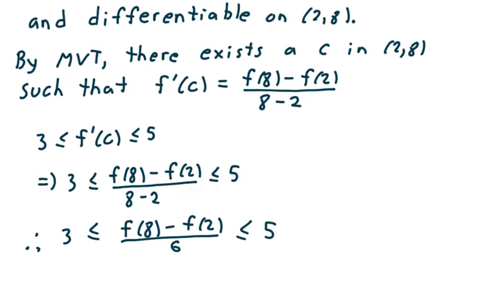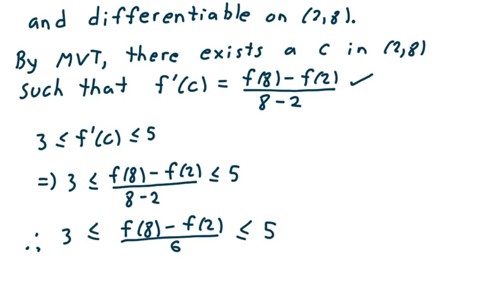This is an incredible application of the mean value theorem. By the mean value theorem, there exists a c in the open interval 2 to 8 such that f prime of c is f of 8 minus f of 2 divided by 8 minus 2.